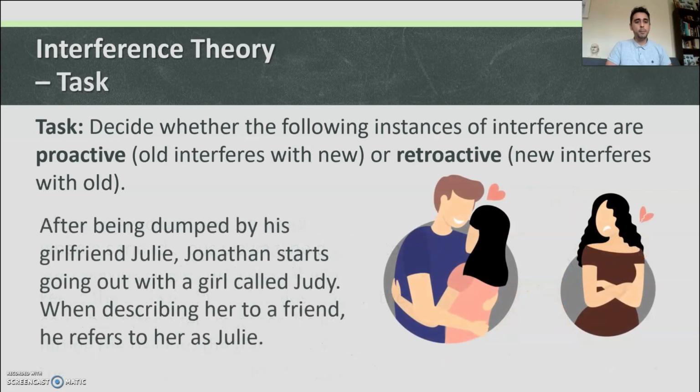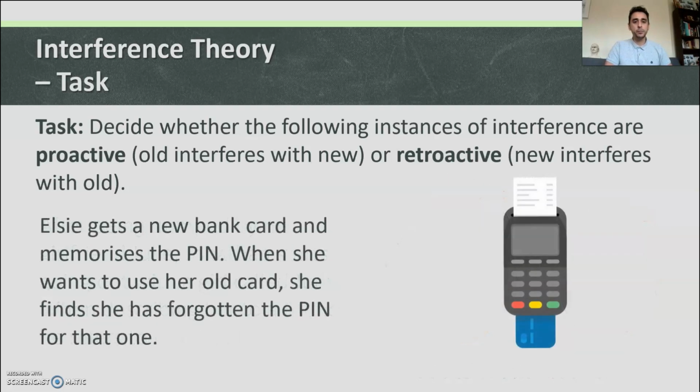Next one. After being dumped by his girlfriend Julie, Jonathan starts going out with a girl called Judy. When describing her to a friend, he refers to her as Julie. Oh gosh. Proactive or retroactive? That is proactive interference. Old interfering with new information.